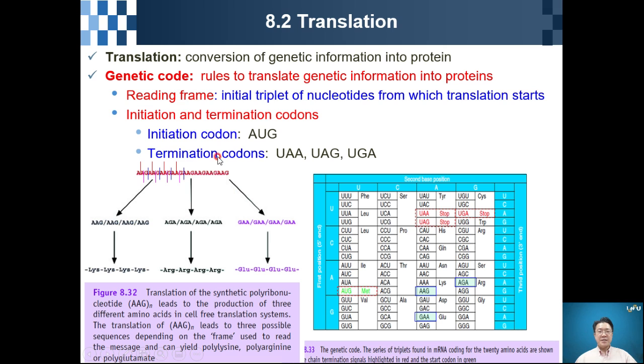How about the termination codon? There are three different termination codons available. The first one is UAA, the second one is UAG, and the third one is UGA. For example, the start codon, the initiation codon, encodes methionine. However, these three termination codons do not encode an amino acid. This one is just the stop.